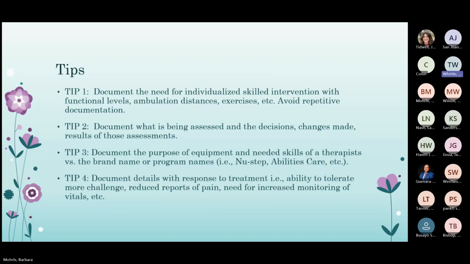And then lastly, document the details with the response to treatment, right? Their ability to tolerate more challenge, maybe a report of reduction of pain after a modality, or maybe the need for increased monitoring of vitals. So, taking all of this, hopefully it can help you reset and really work on those daily notes so that we can strengthen that documentation, which then leads over to stronger documentation on our UPOCs. And hopefully this will be successful for you guys.